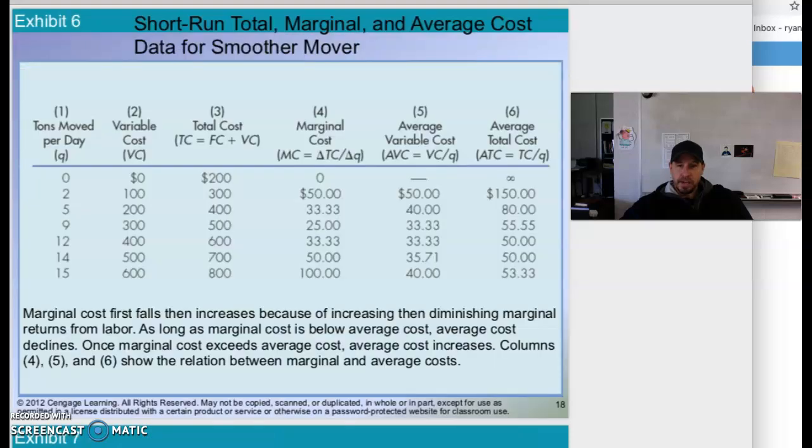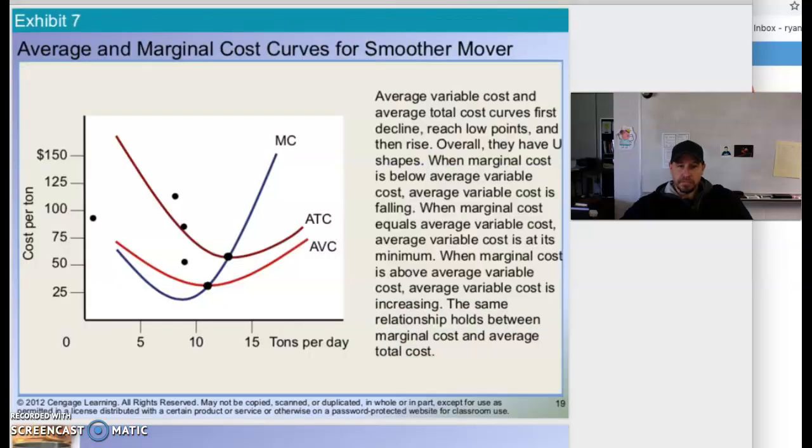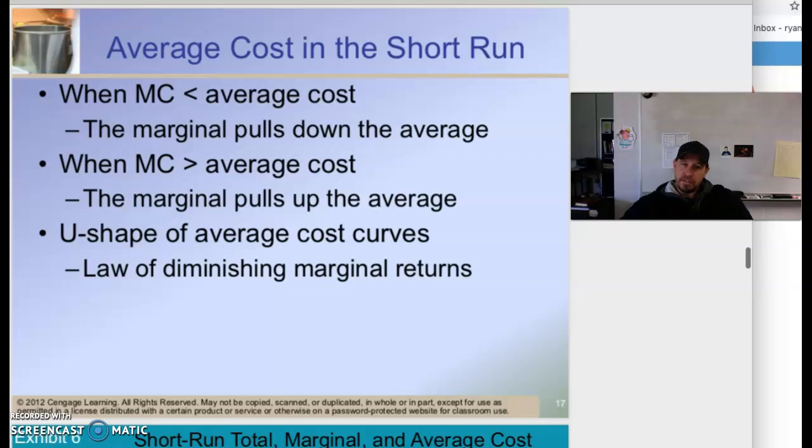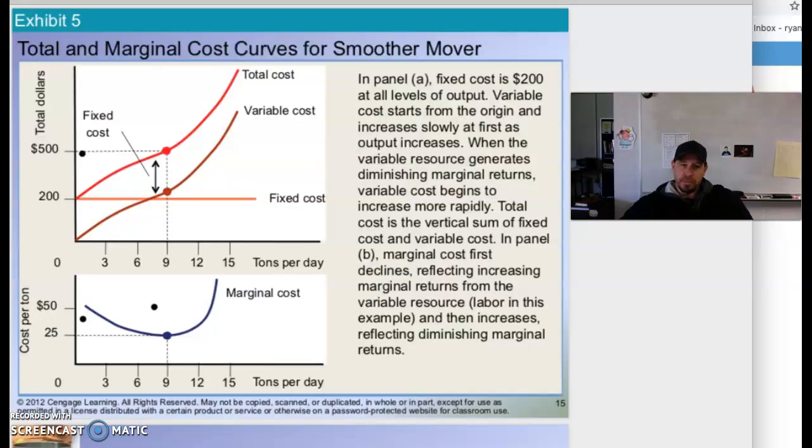I think that's good for this video. I think that will help us get through more on total costs and variable cost curves.